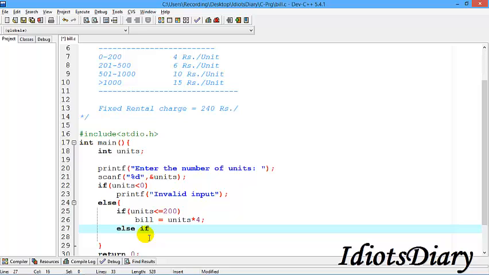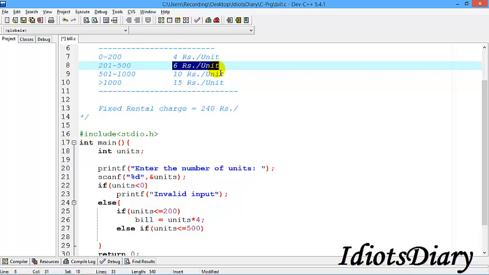Now you add the next checkpoint, that is units is less than or equal to 500. If you reach this point, that means you have used more than 200 units as well as less than 500 units. So you are falling in this range, and between this range each unit costs 6 rupees.